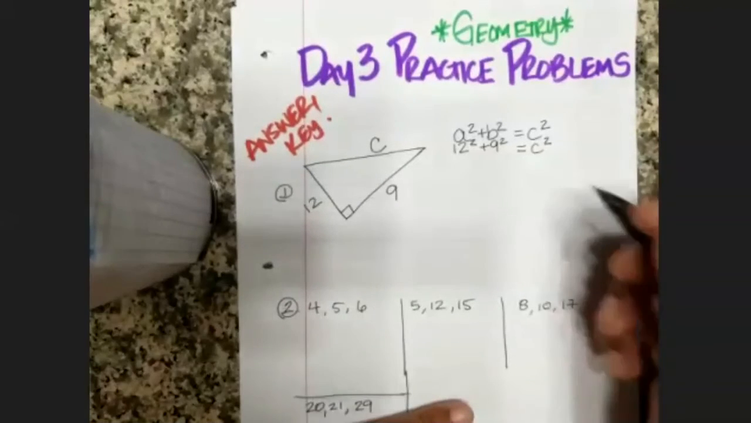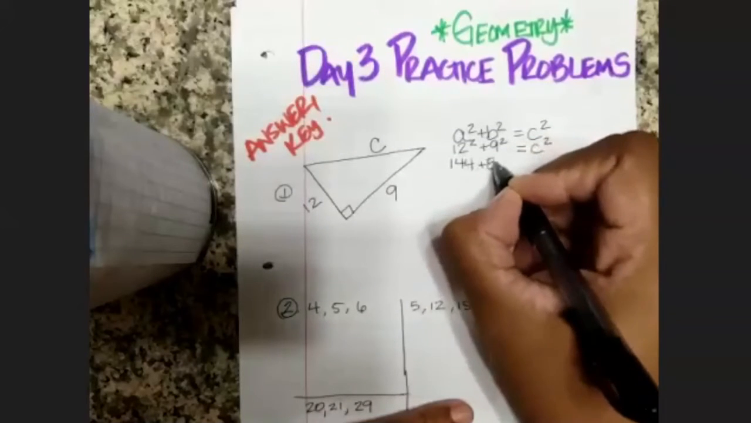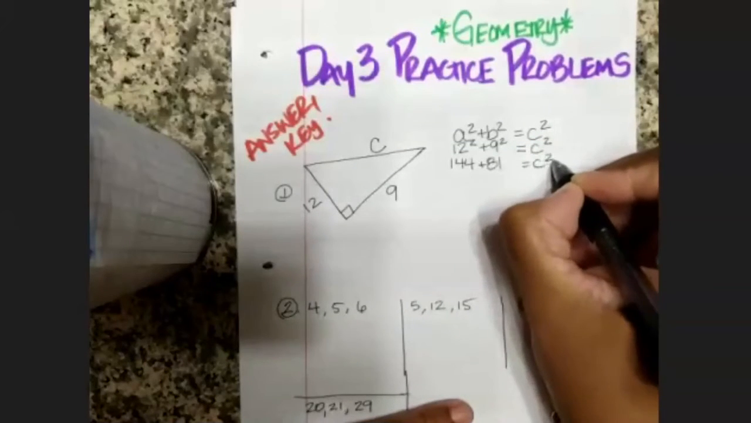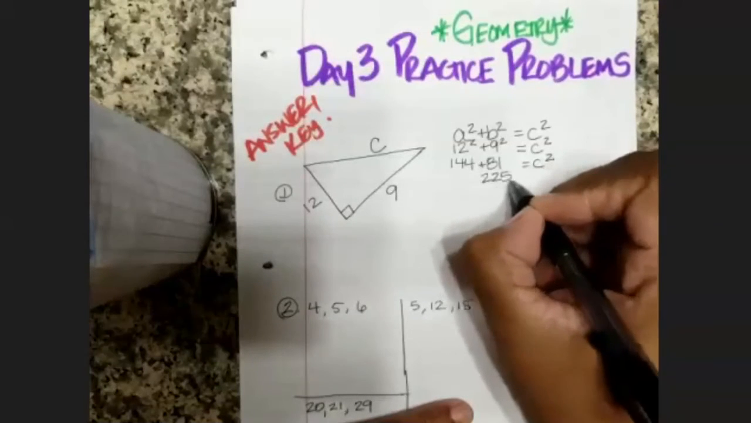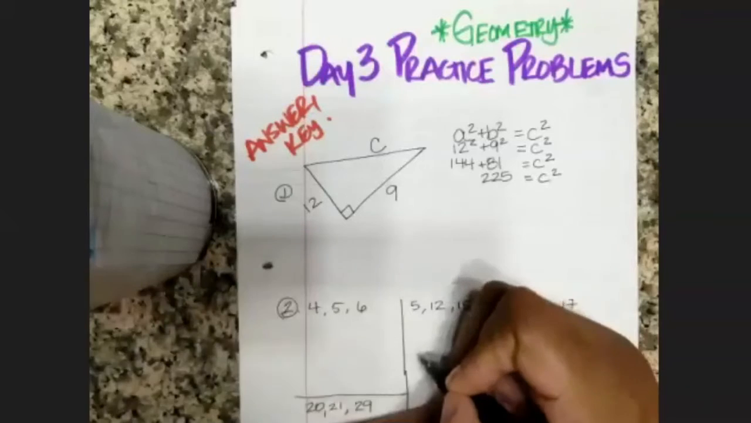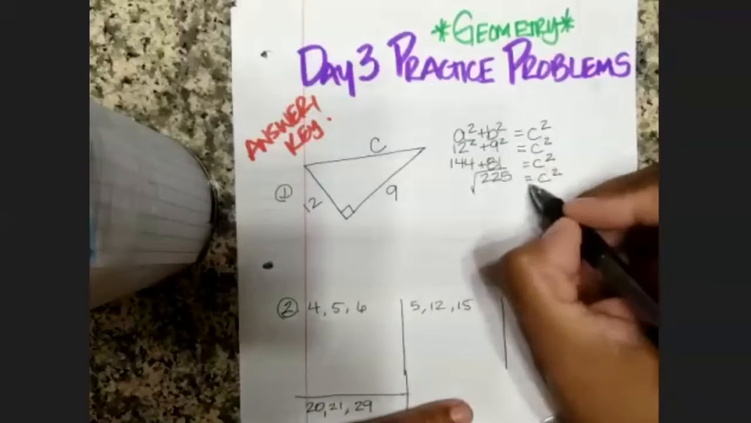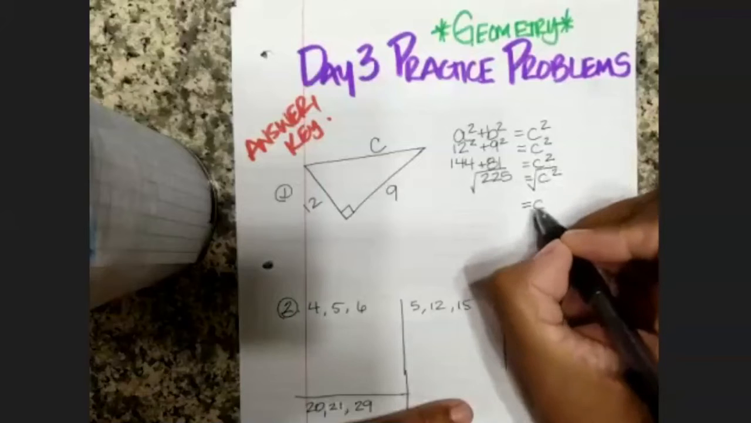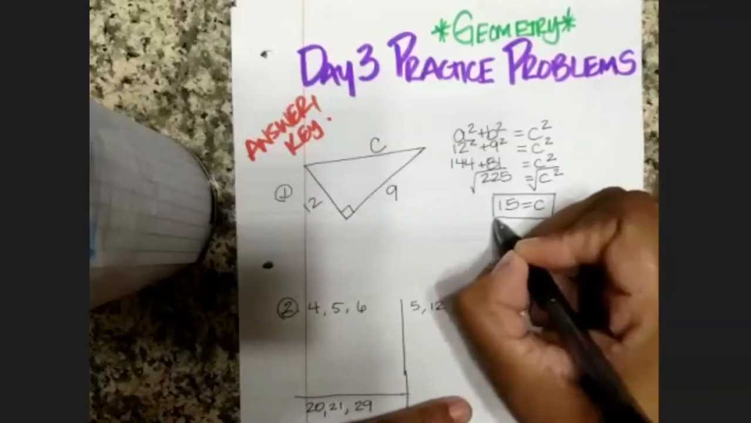Now I'm ready to solve. So my first step would be to square those numbers. 12 squared is 144, and 9 squared is 81. My next step would be to add those numbers together. And then, of course, my last step would be to take the square root of each side. And so my answer is C equals 15.